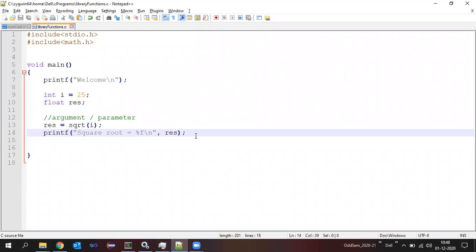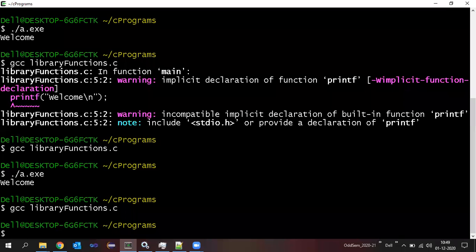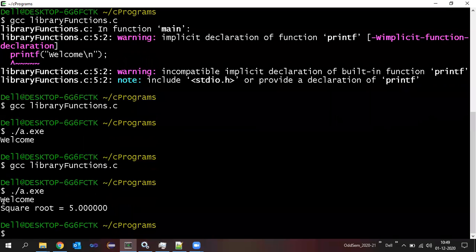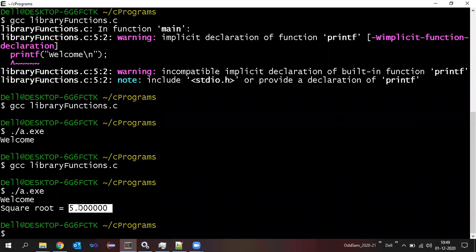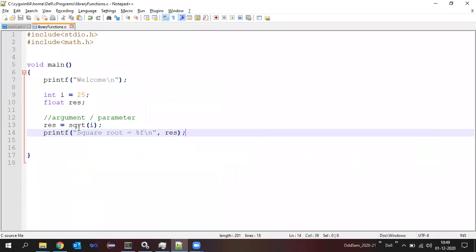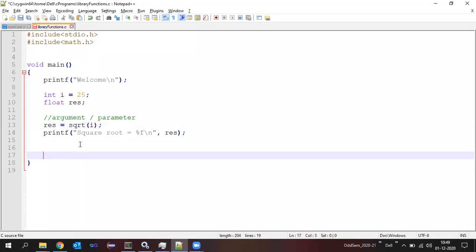Now let us run the program and check what result we get over here. Compile the program, no errors, run the program. Now what I get here, this welcome was already there, and then square root is equals to 5.000. So how did this 5.00 get displayed? Because we are using a library function by the name sqrt. This sqrt will calculate the square root of whatever value we pass, this particular variable's value. Or suppose we may write in this fashion also.